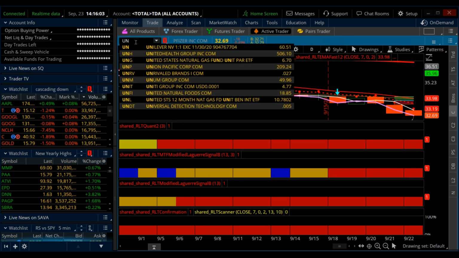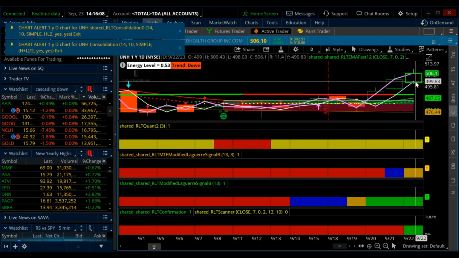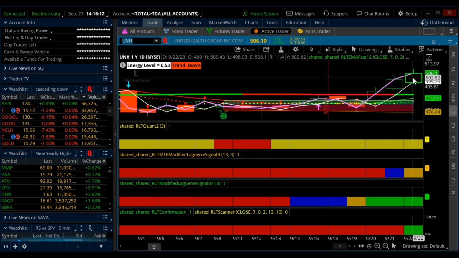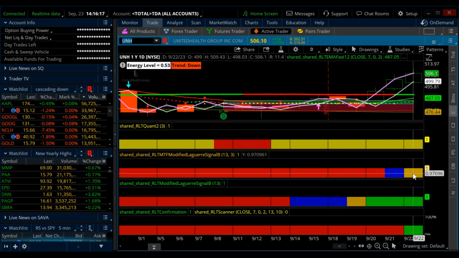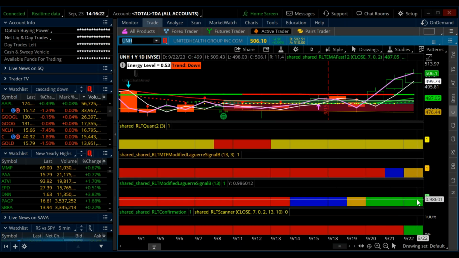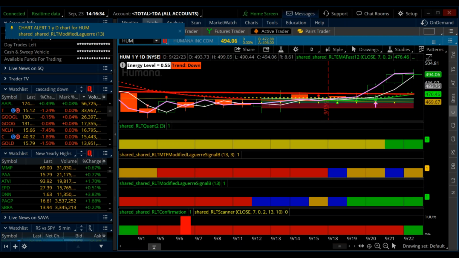UNH was a good long, by the way. We took a debit spread on this yesterday. This is the long here on UNH. See, they had yellow here still in the multi-time frame, but the current time frame had gone strong to the upside, and we only wanted to trade it for a day. We didn't want to try to hold it overnight, so we didn't. But that was UNH. I think Humana was another one that was pretty decent. Yeah, Humana's got a nice setup here as well.